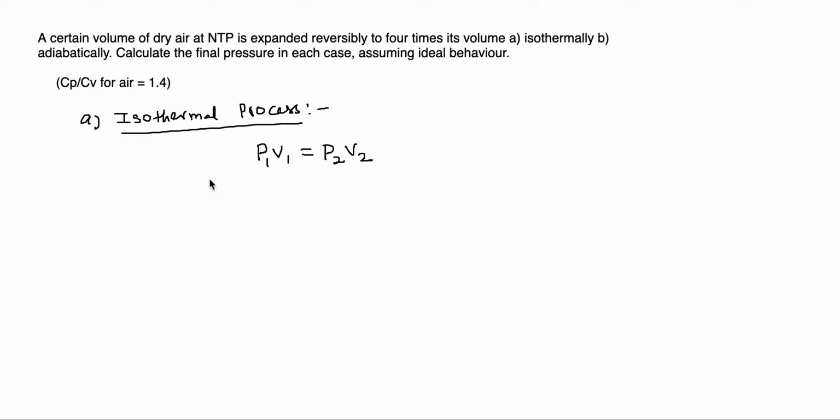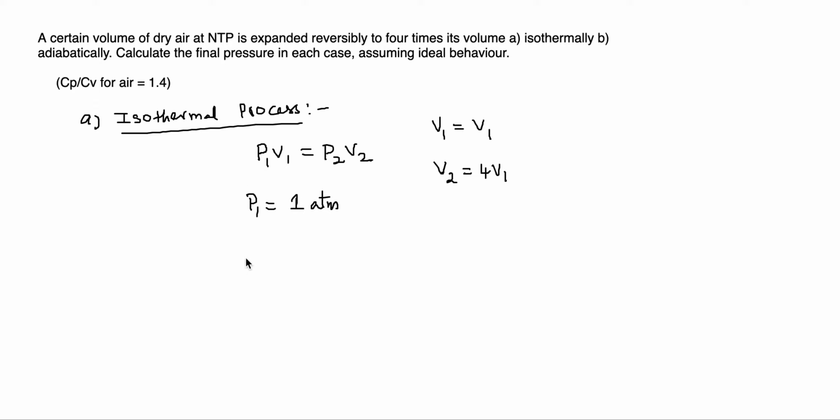So here, we know the initial value? There was no number given. Therefore we say the initial value is V1, and he said the final value is 4 times its initial value. Therefore I can write V2 as 4 times V1. Now, for the initial pressure, let's take 1 atm. Let's compare the final pressure in the isothermal process and the adiabatic process.